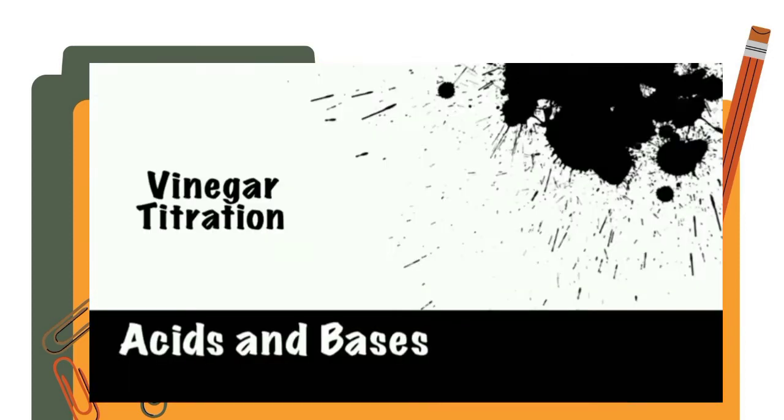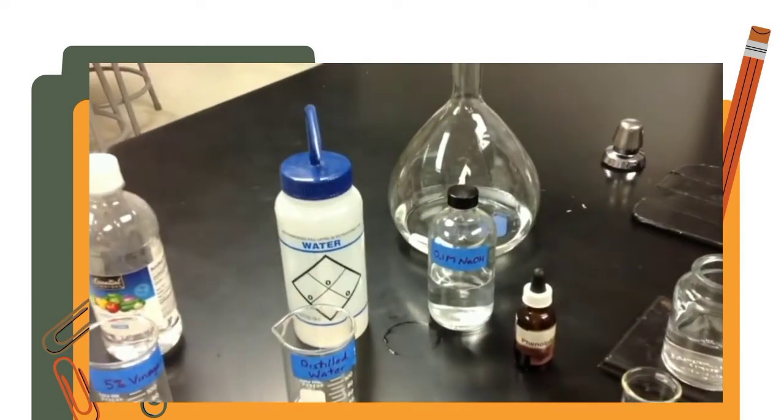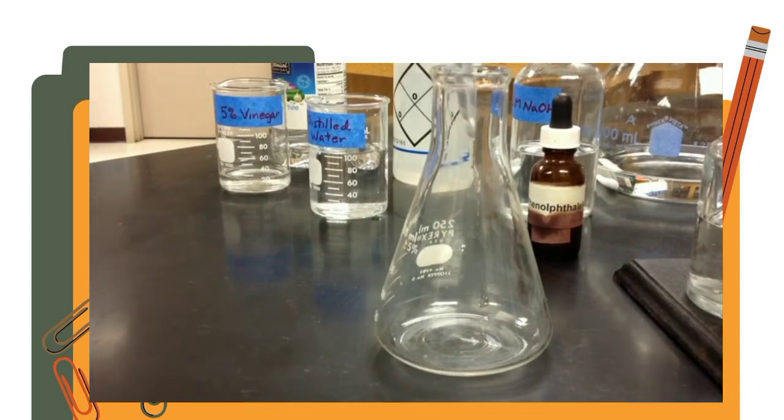So, let's watch this. Today we're going to do a titration of vinegar. So we have 5% vinegar solution. We have distilled water. We have 0.1 molar sodium hydroxide solution. We have our phenolphthalein in here. We have my flask and our burette filled with sodium hydroxide. So let's begin the titration process. Okay, I'll start by adding 5 milliliters of my vinegar solution. I've got 5 milliliters of vinegar, and I will add that to my flask.